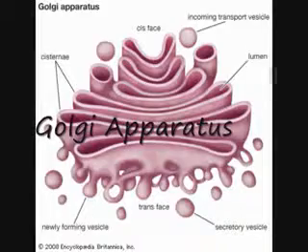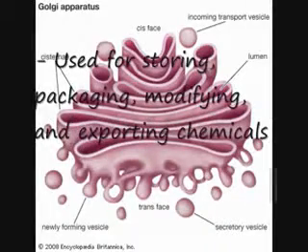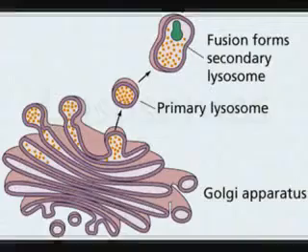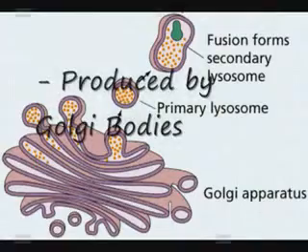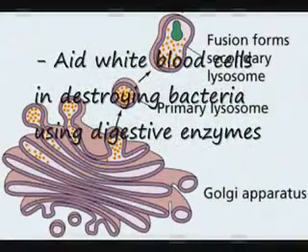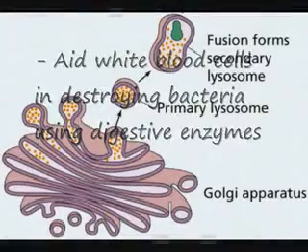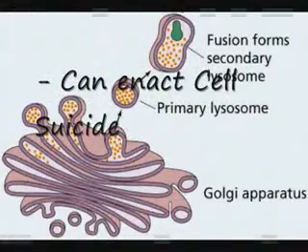The Golgi apparatus are sac-like membranes used for storing, packaging, modifying, and exporting chemicals. Lysosomes, which are produced by Golgi bodies, contain digestive enzymes to destroy unwanted particles and aid white blood cells in destroying bacteria. They can also enact cell suicide, which is more properly called apoptosis.